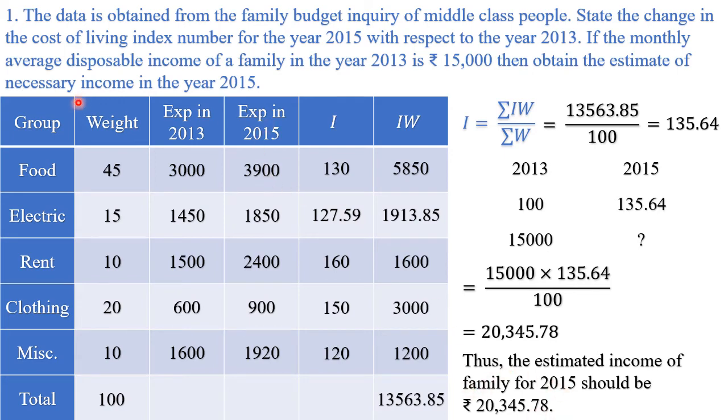So first of all we have the weights, we calculate the index number, we multiply the index number with the weight, we make a total of weights and IWs, then we divide them, we get the index number, we compare that index number with the past year income, and we calculate the estimated current year income. So that's this index number.